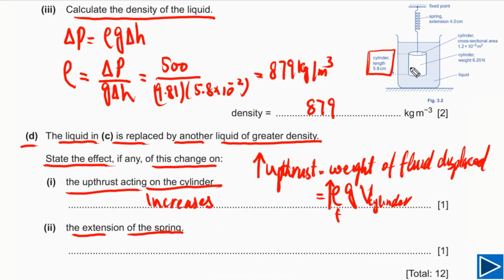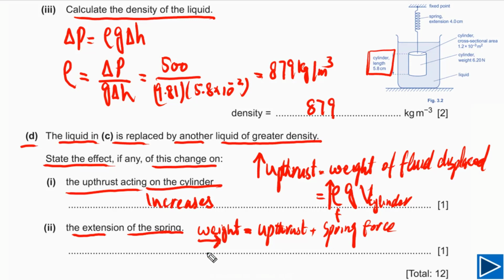If we look at the forces acting on this cylinder, we have already discussed that point. The forces acting on the cylinder are weight, and weight is acting down, and this cylinder is in equilibrium, meaning the forces are balanced. Upthrust is the force that is acting upward, and there is a spring force that is also acting up. But in this case, the weight of the cylinder, this is not the weight of the fluid, this is the weight of the cylinder. This is constant, it is not changing.